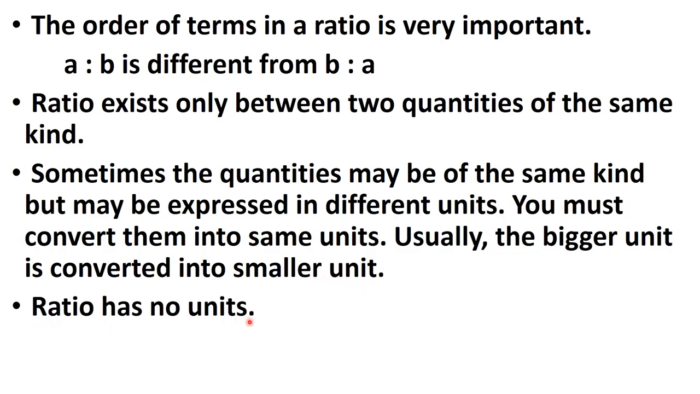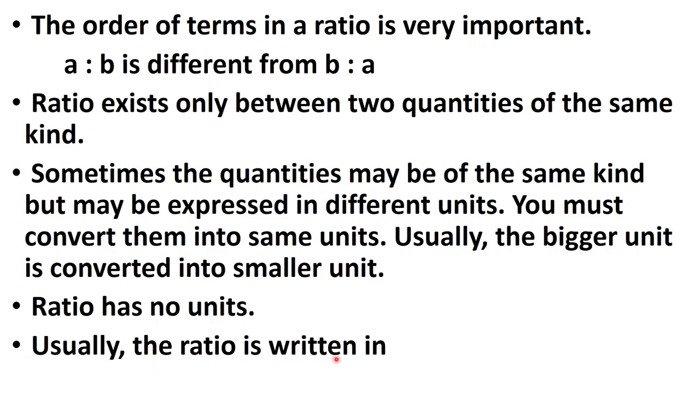Ratio has no units. When we are finding the ratio, we will not write units with them. Usually, the ratio is written in simplest form. We always write the ratio in simplest form by dividing it by the common factor.